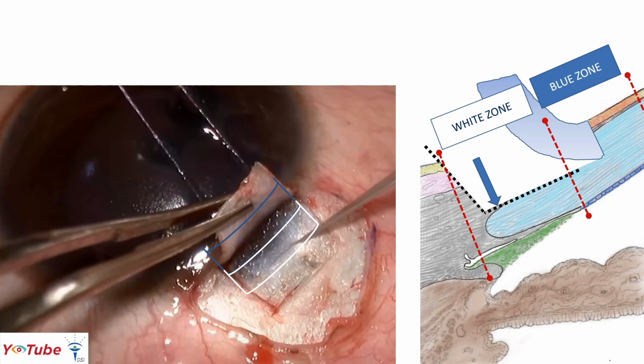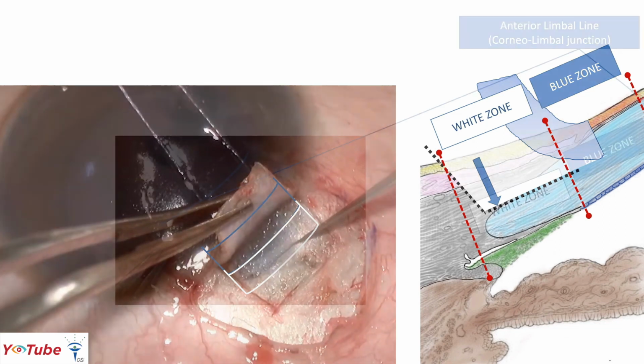This just shows that after we have made the scleral flap in trabeculectomy, the color of the blue zone and the white zone changes. The blue zone becomes transparent and the white zone appears bluish now. So I hope with all these diagrams, all the surgical limbus landmarks have been understood well.